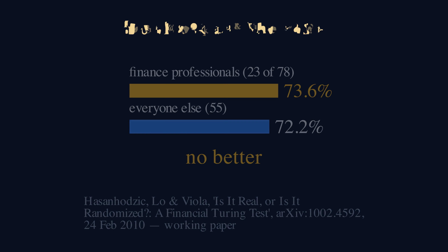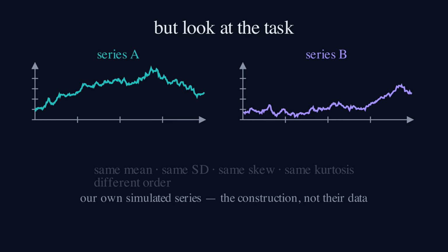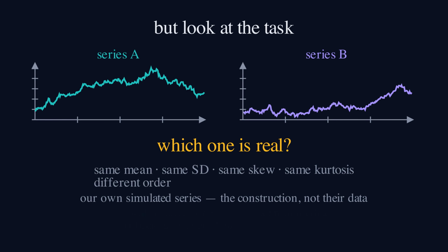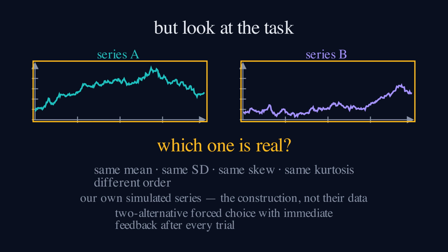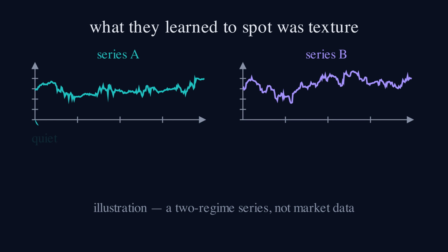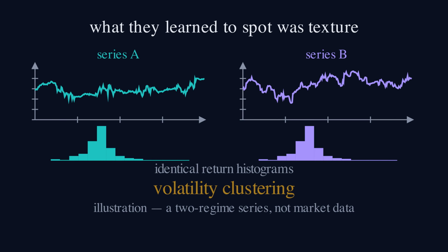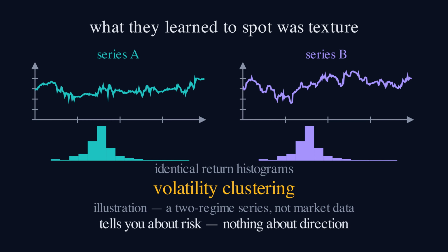But look at the task, because it isn't the task a chartist performs. Each fake was the real returns shuffled into a new order. Same average, same size of moves, different sequence. 2 charts side by side, pick one, and you're told the answer after every single guess. What people learned to spot was texture. Real markets have quiet stretches and violent stretches. That's volatility clustering. It tells you about risk, and nothing at all about direction. They could tell the real one from the fake one. It still wouldn't say what happens next.